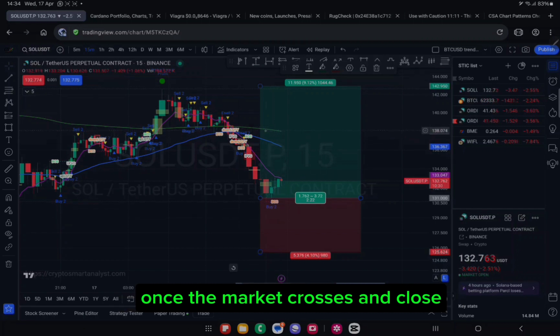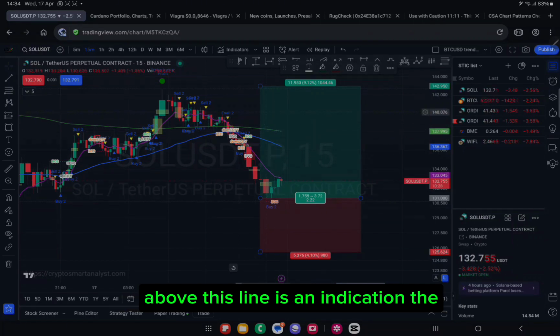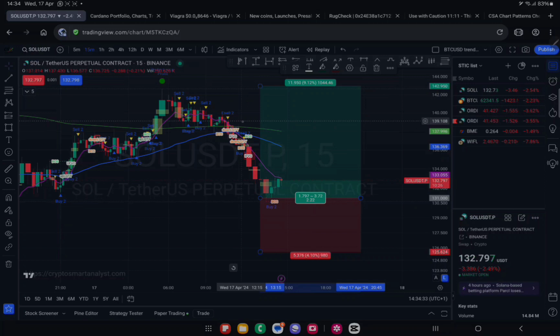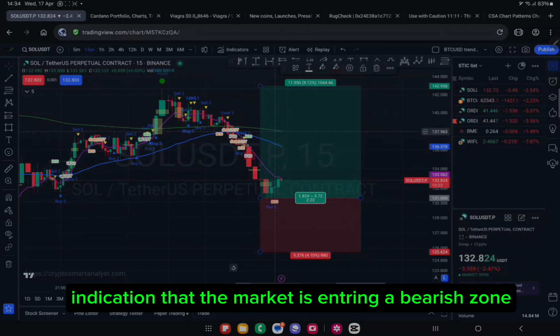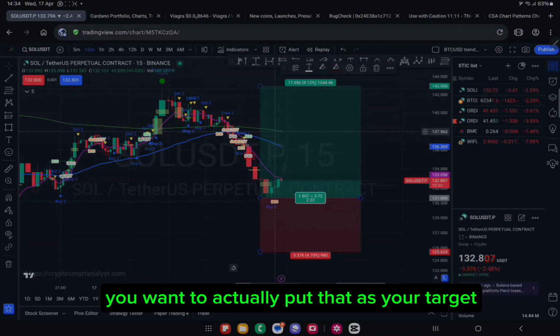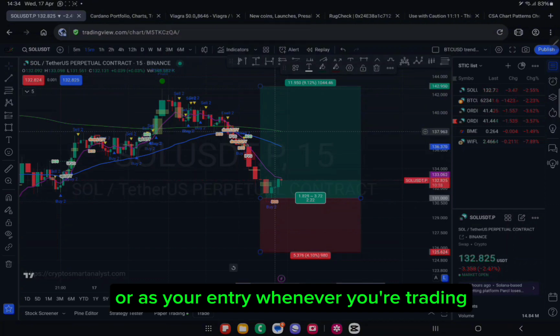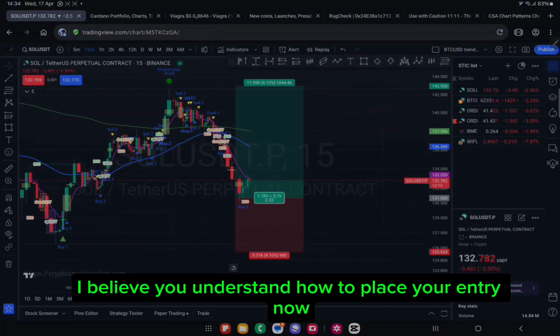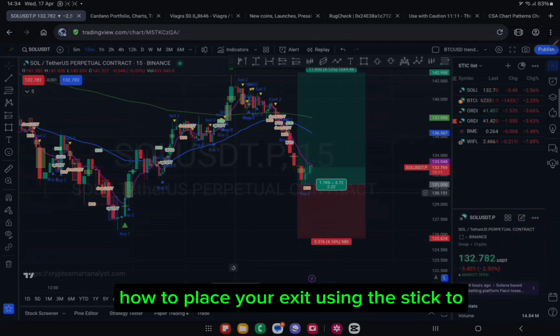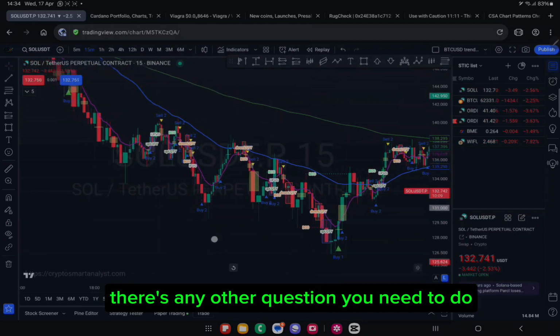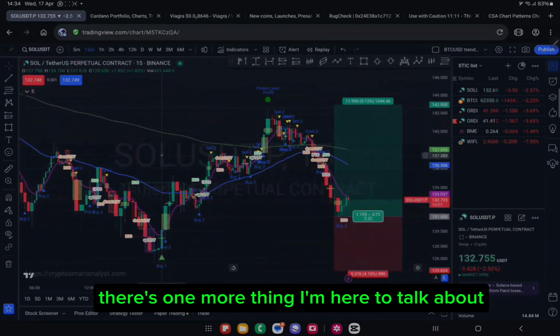Once the market crosses and closes above this line, it is an indication that the market is flipping to a bullish zone. If the market crosses and closes below this line, it is an indication that the market is entering a bearish zone. You want to actually put that as your target or as your entry whenever you're trading. That's basically it. I believe you understand how to place your entry and how to place your exit using the Stic tool. If there's any other question, there's one more thing I'm here to talk about.